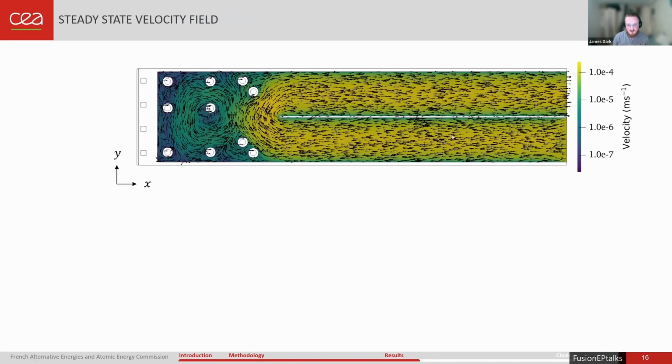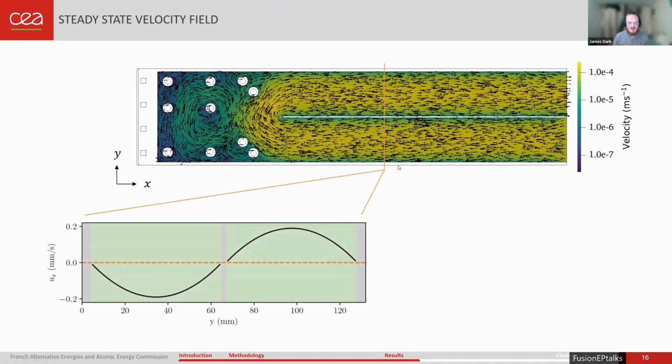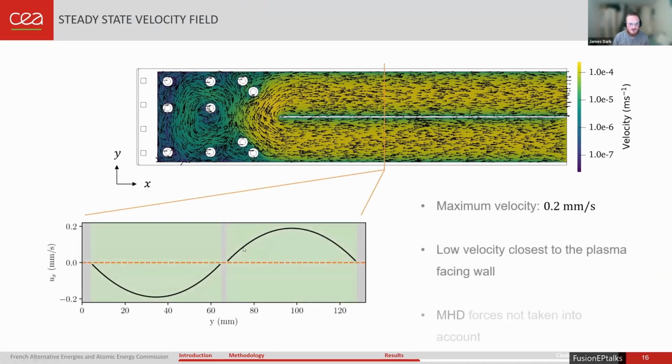For our steady state velocity field, we can see here the direction of the flow coming from bottom to top, with a more uniform flow in our channels and a bit more turbulent, or a bit more all over the place, closer to the front. And if we take a slice here to look at our profile going along these channels, we see this stereotypical U-shaped velocity curve with maximum velocities of about 0.2 millimeters per second. Because it's a liquid metal, it's not particularly fast. And we obviously see our lowest velocities closest to the wall.